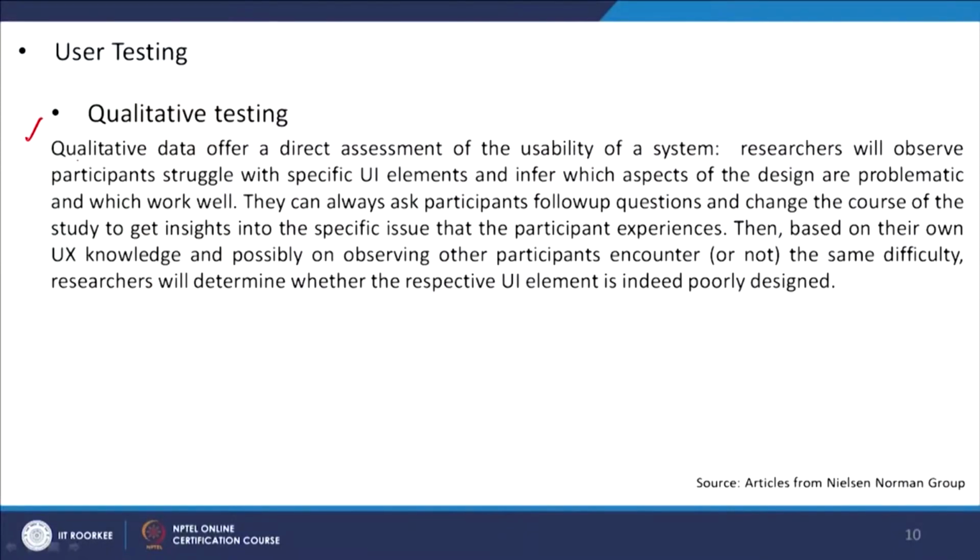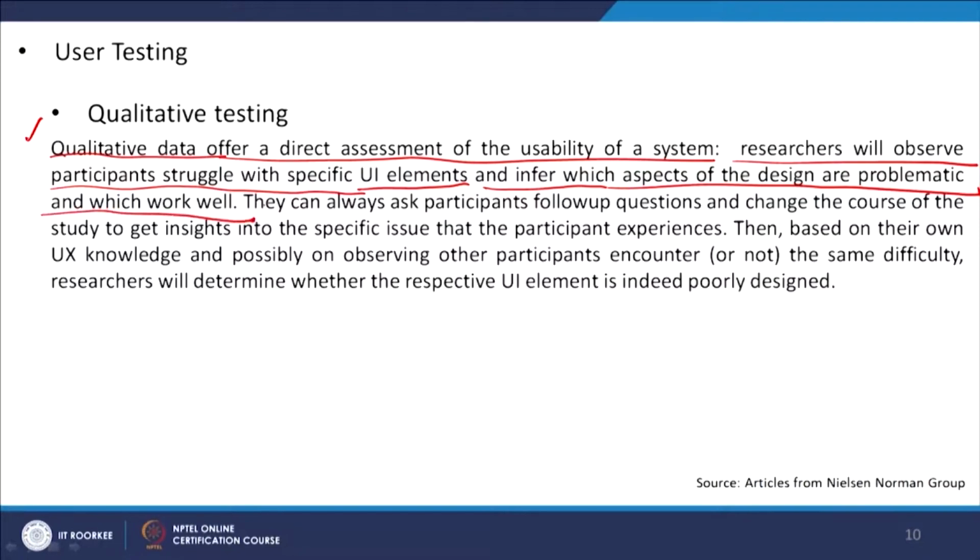Through that quantitative data, it also feeds into the easiness or hardness of the task which is designed. So, they lead to a similar kind of analysis, but the process is different, and the way the experiment setup and the questionnaire are designed in qualitative and quantitative research are different. Qualitative data offers a direct assessment of the usability of the system. Researchers will be observing the participants struggle with a specific UI element, and they can infer which aspect of the design is problematic and which aspect works fine.